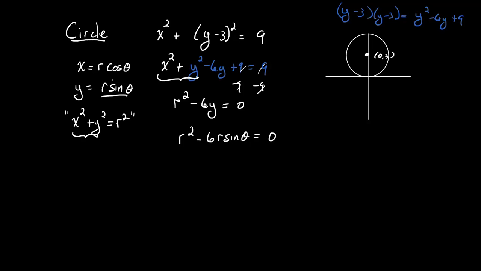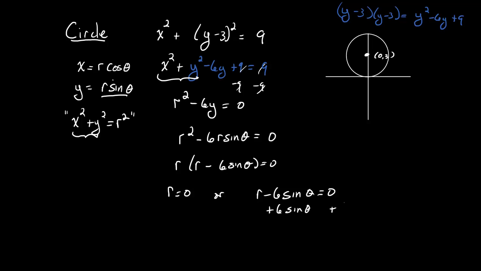Okay, I'm feeling pretty good about this so far. So we can factor out r, so we're going to have r times r minus 6 sine of theta equaling 0. So this implies that r equals 0, or r minus 6 sine of theta equals 0. Okay, I feel pretty good so far. Or r, just by adding, I'll show us, add 6 sine of theta on both sides.